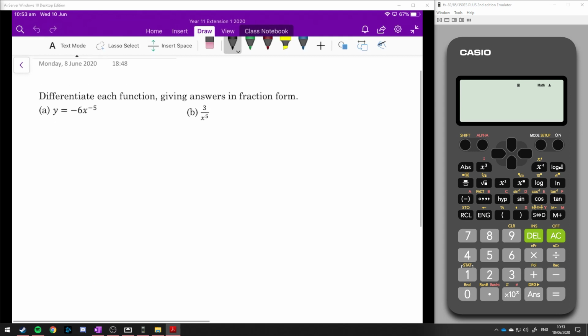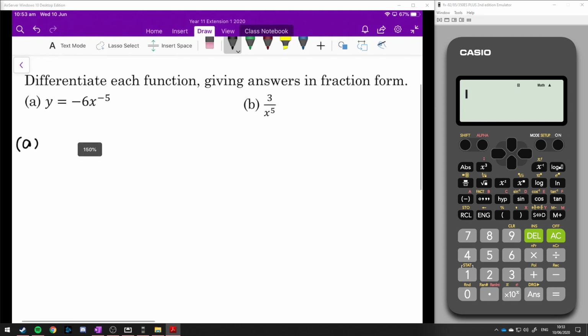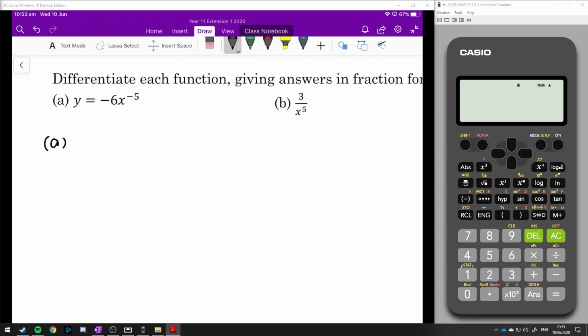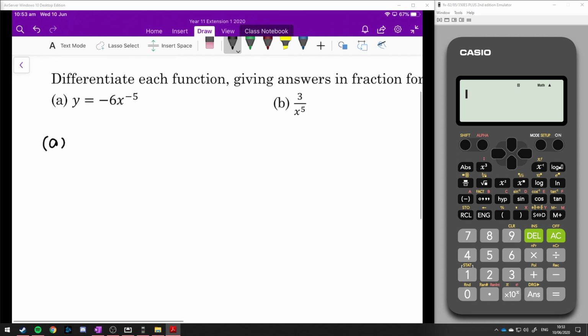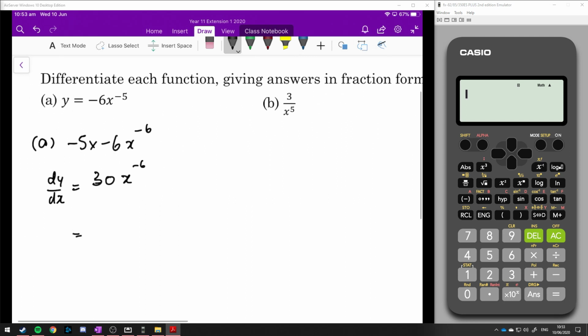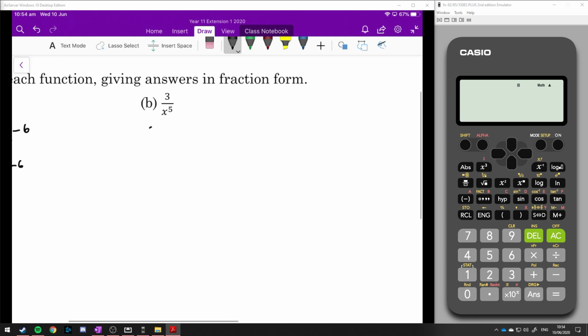It's so much easier. So let's start off by differentiating these. We've got y equal to -6x to the -5. So we're going to take the -5 down the front and multiply that by the function to one less power. So if that's y, then dy/dx is equal to minus 5 times minus 6, which is 30, not minus 30, 30x to the -6, which in fraction form is 30 over x to the power of 6. And that's the whole derivative.